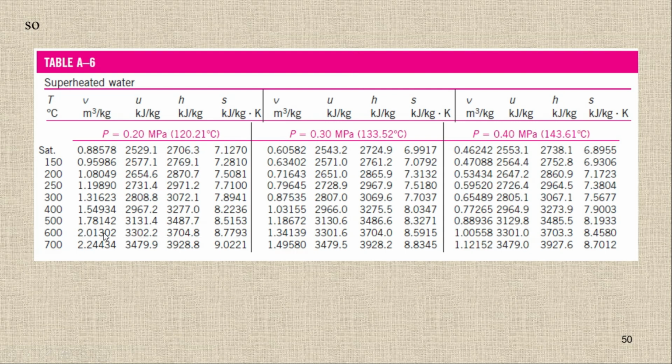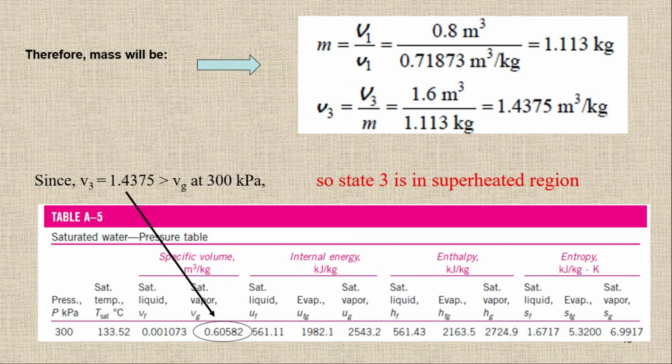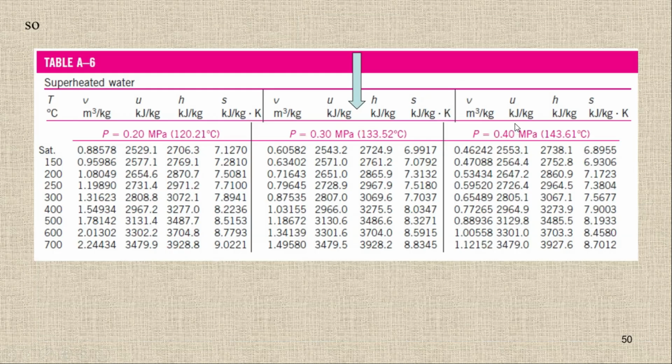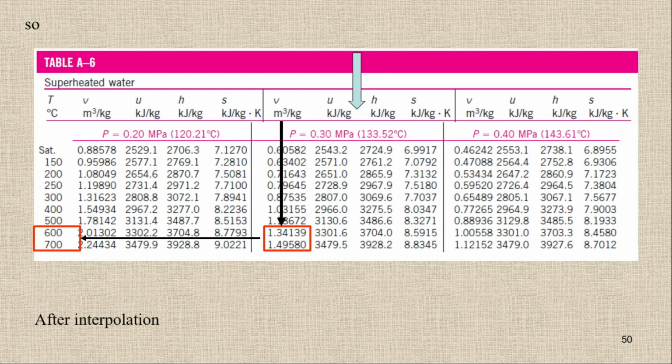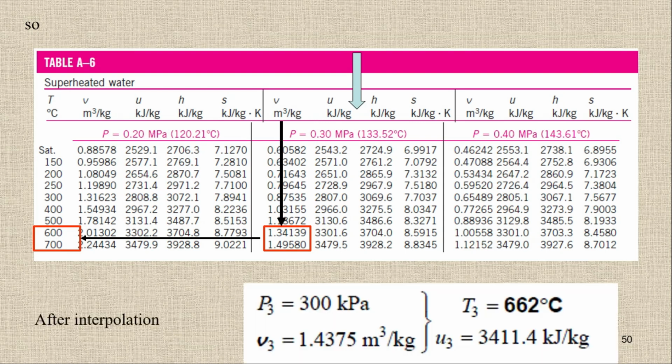As you can see here, the volume at point 3 is 1.4375. So this is 1.49 and this is 1.34. So the obtained value is not close to any one, so we have to find the accurate value with the help of interpolation. If I apply the linear interpolation, I'll get a temperature of 662 Celsius.